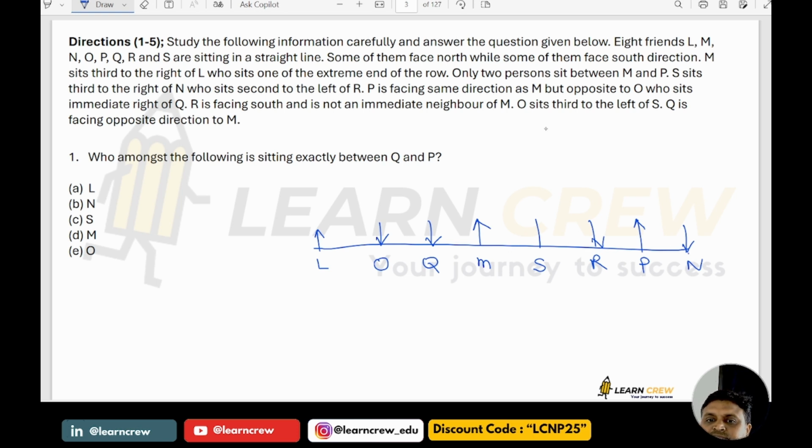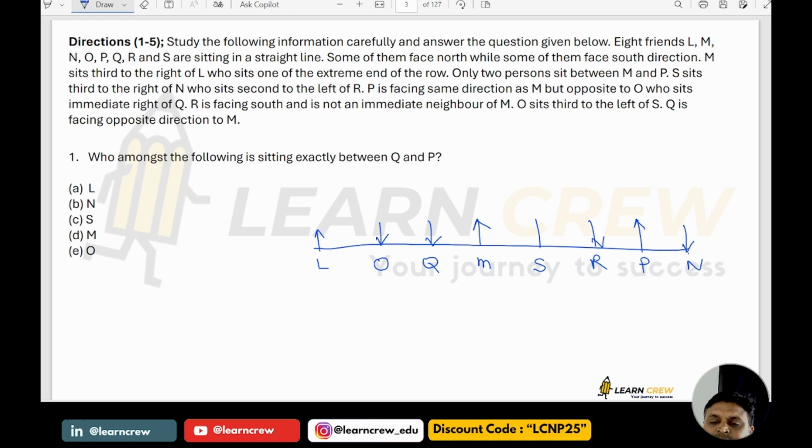Now everything is satisfied. Now it is given that some of them facing north, some of them facing south. M is third to right of L, satisfied. Only two persons sit between M and P, satisfied. S is third to right of N, satisfied.